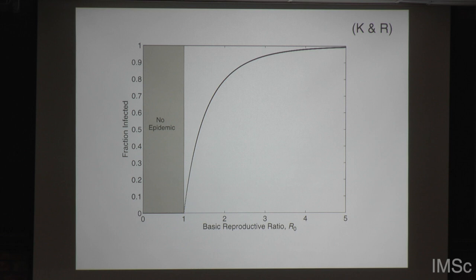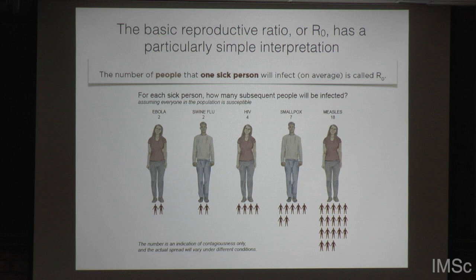So sorry, it's not the peak, but the integral of that curve, the integral of the infected, that counts the total number of infected that I have here. This is the interpretation of R naught. We've been through that just now.